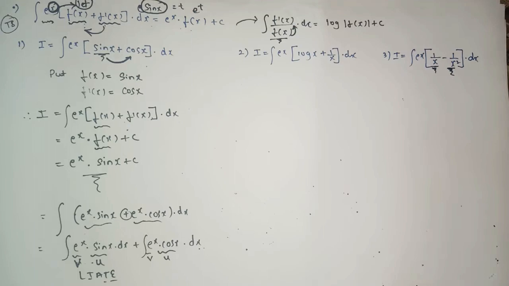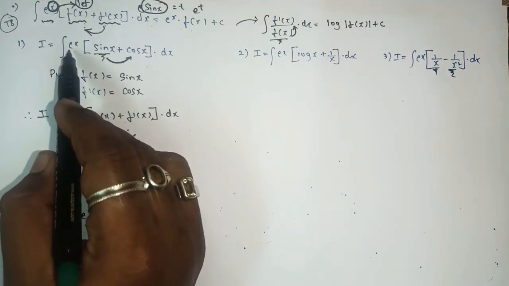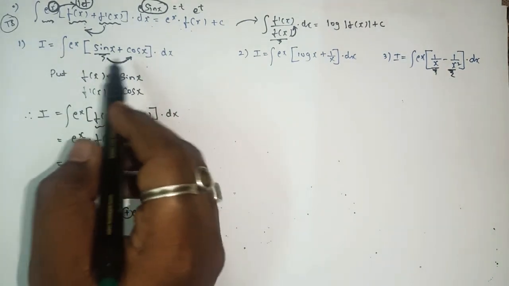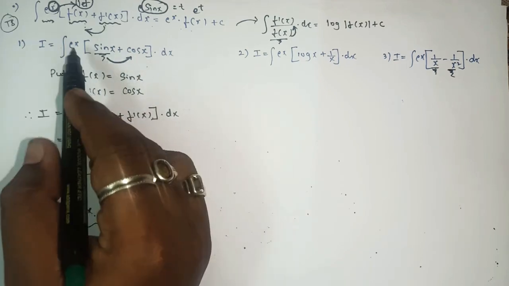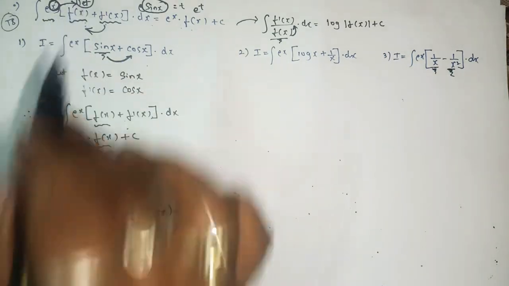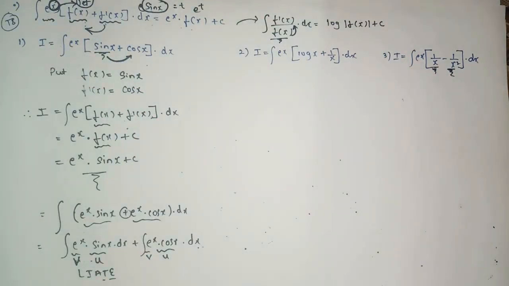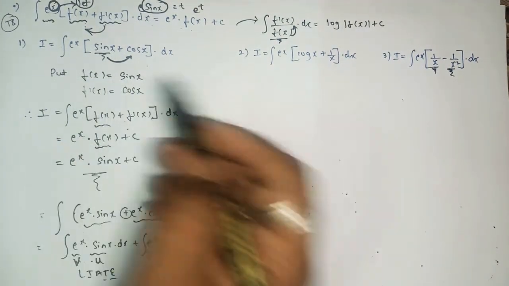But I will suggest, whenever you come across e raised to x outside the box, and there are two different terms connected with plus or minus, with the integral there, straight away try to apply this formula and consider f of x for one part and f dash x for the second part.